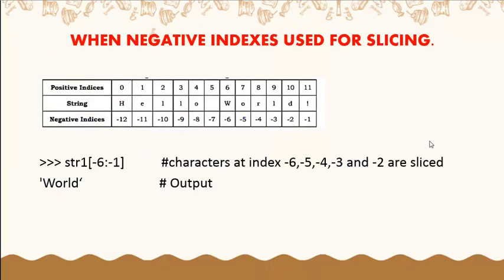Now let's see when negative indexes are used inside the square brackets. I have given here str1 minus 6 colon minus 1. Again here the start index number is lesser than the end index number because minus 6 is less than minus 1. It will move from left to right, and you can see the negative index stored at index number minus 6 is W, then O, R, L and D. That means it will go till minus 2 as per the syntax. So the characters W, O, R, L, D will be extracted.